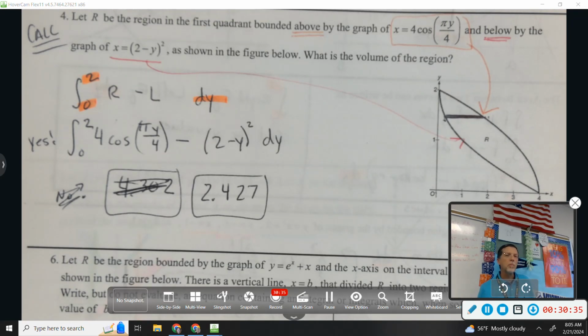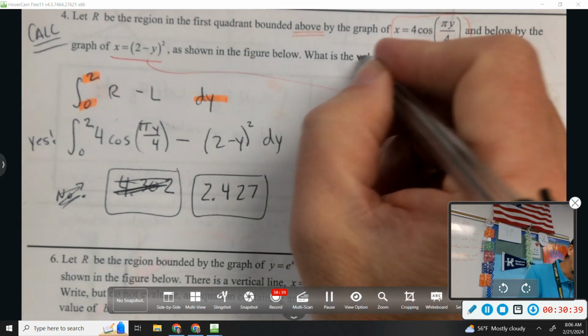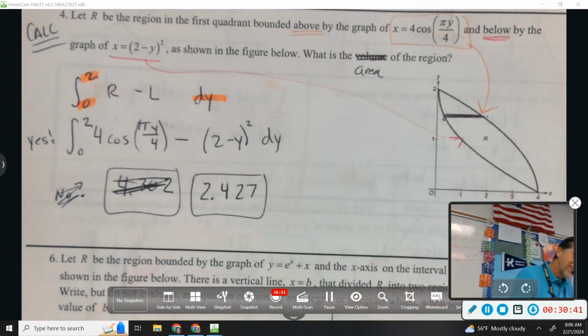Is asking for the volume, does that change anything, or is it still just... The volume of the region? It should not be asking for the volume of the region. We're not doing volumes yet. You're right, because volume would be a 3D thing. We're not ready to do that yet. We'll do that tomorrow or Friday.